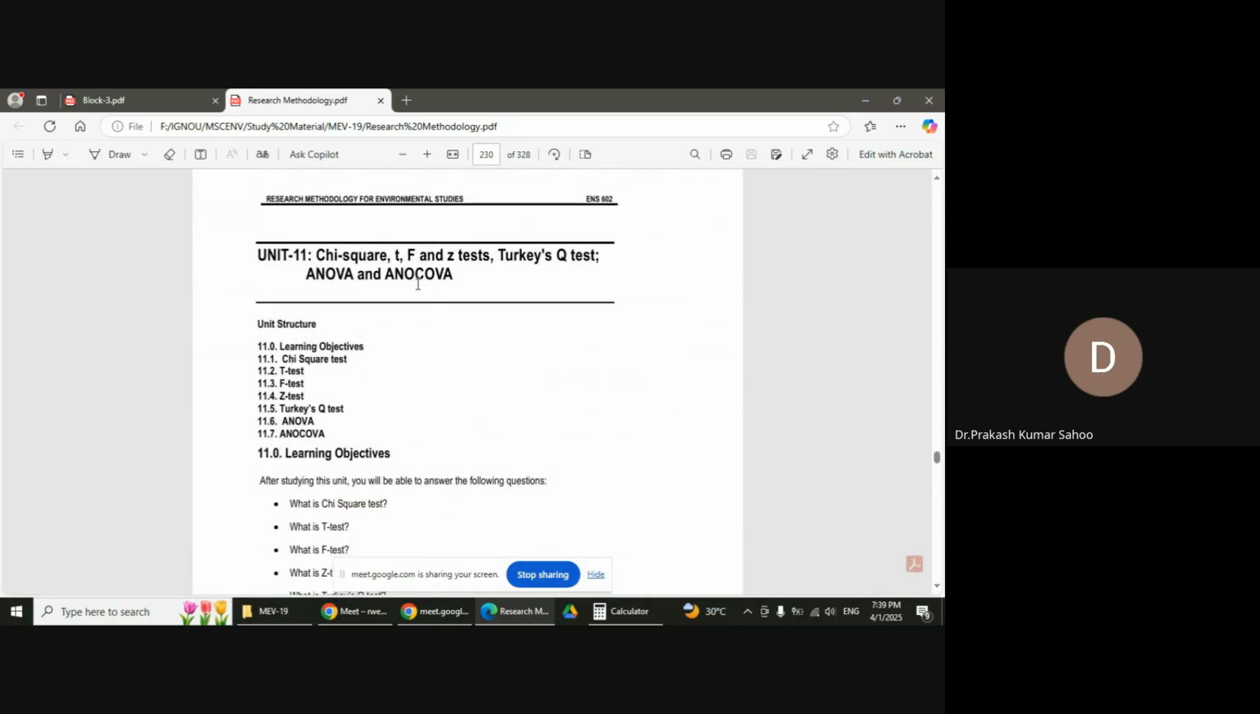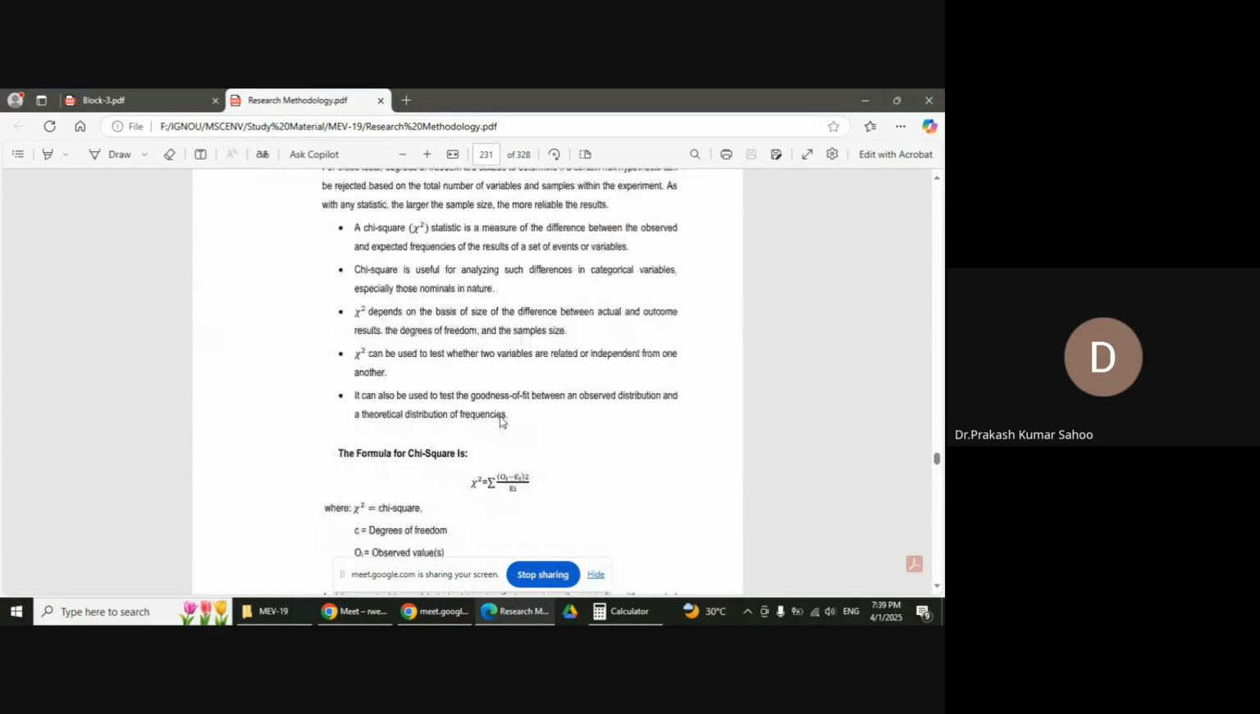Yes, this is it. In your syllabus only the ANOVA test is there. So in this part, unit 11, we have chi-square test, t test, F test, J test, Q test, and ANOVA test. I will rapidly go to the mathematical formulas.